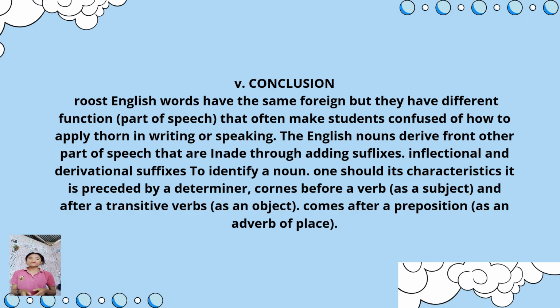The English noun is derived from other parts of speech through adding suffixes, inflectional and derivational suffixes. To identify a noun, one should know its characteristics. It is preceded by a determiner, comes before a verb as a subject, and after a transitive verb as an object. It comes after a preposition as an adverb of place.